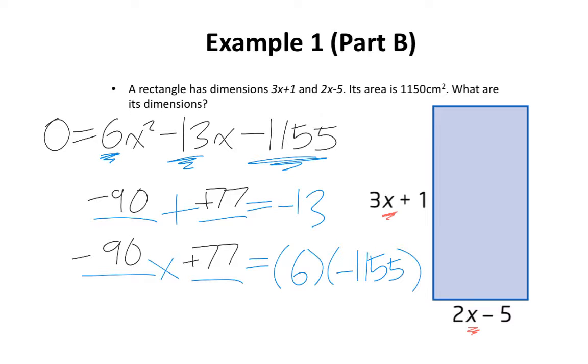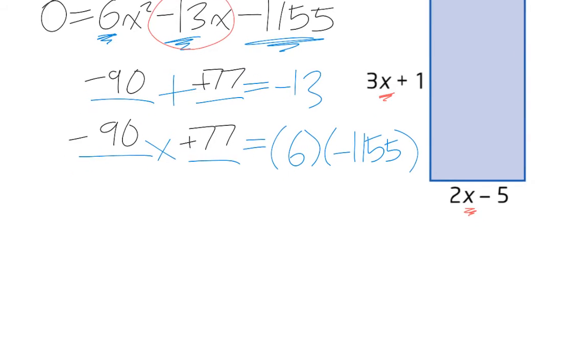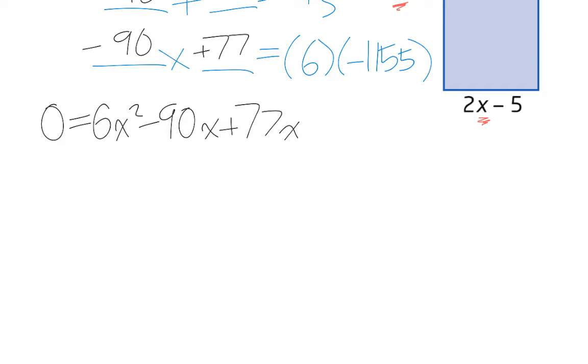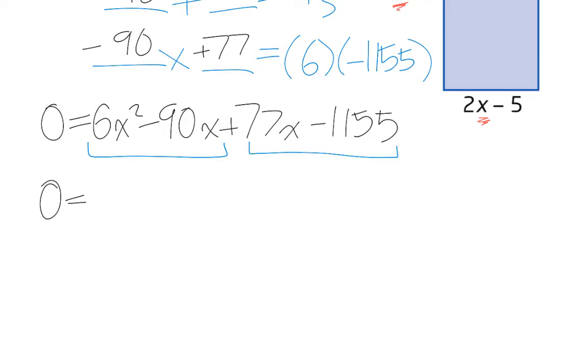Using these two terms, we are going to break up this center term. So that gives us 0 equals 6x squared minus 90x plus 77x minus 1155. So we're going to group factor these first two terms, and we're going to group factor the last two terms, which means we're looking for a monomial common factor.